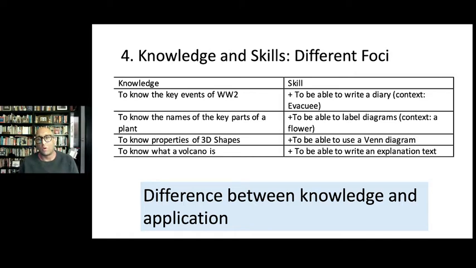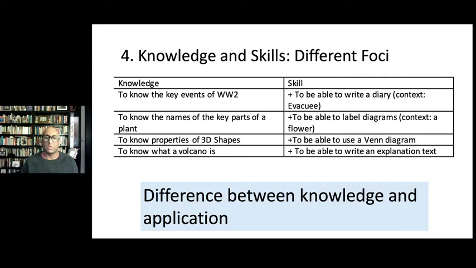Okay, the next one, 4, knowledge and skills, different focus. So the thing is, a lot of lessons have knowledge learning intentions, but we get them to do something. So I want to know the key events of World War II, and what students are going to do is write a diary of an evacuee. And what happens is the success criteria kind of piles all of that together.